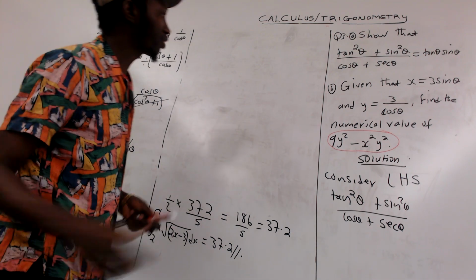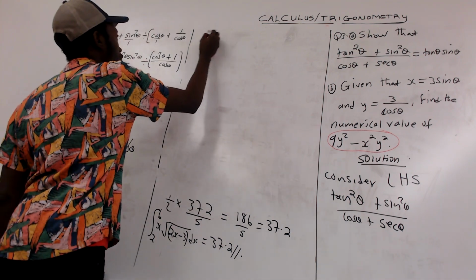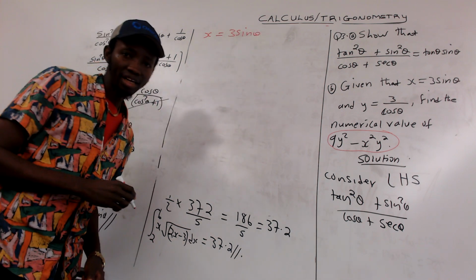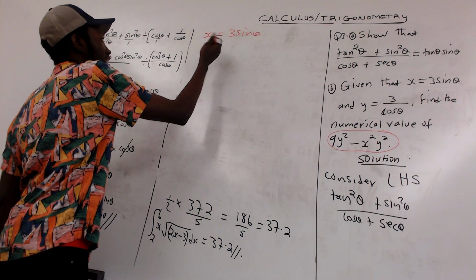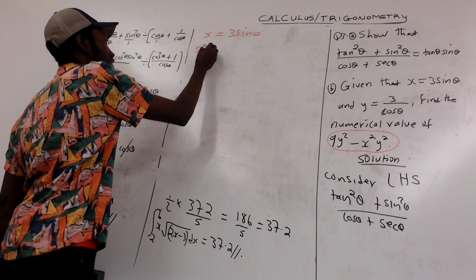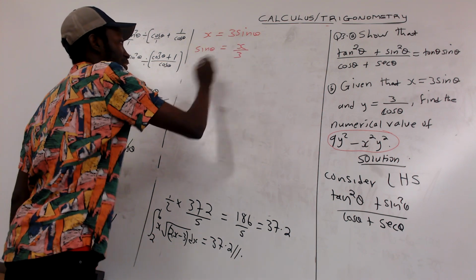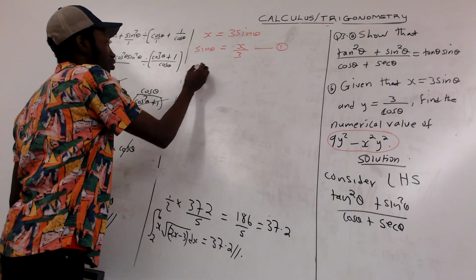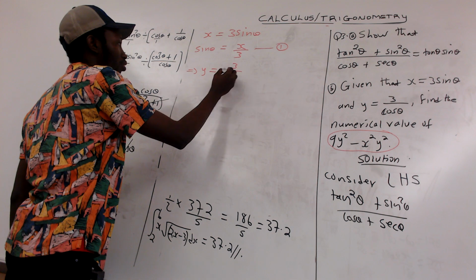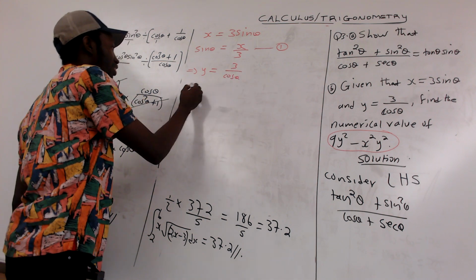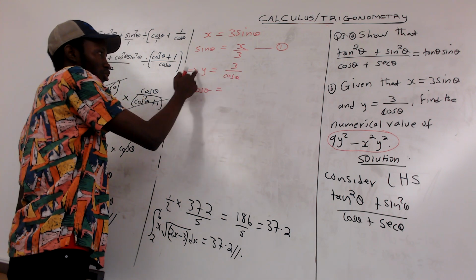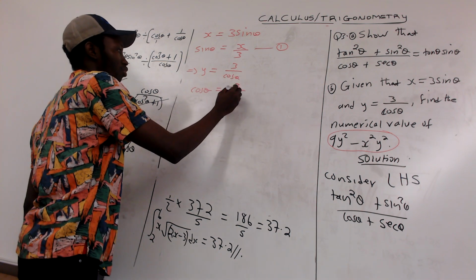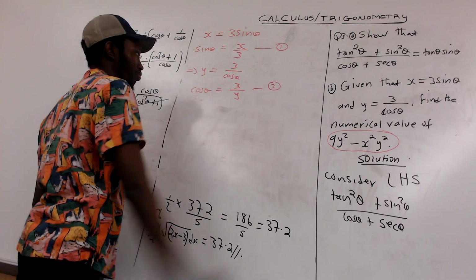Since we are given x equals 3 sin theta, as we have here, we can make sin theta the subject. If we make sin theta the subject, sin theta is going to be x all over 3. Let's say equation 1. We are also given y equals 3 all over cos theta. If we make cos theta the subject, we interchange: cos takes the place of y, y moves to the place of cos. So this will be 3 all over y. This gives us equation 2. You see?